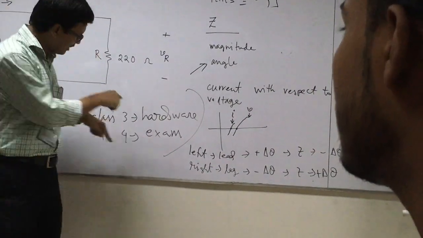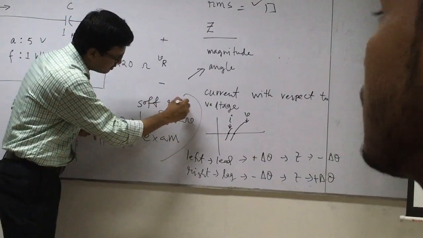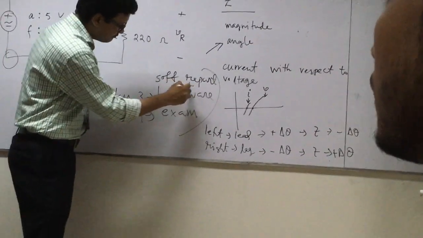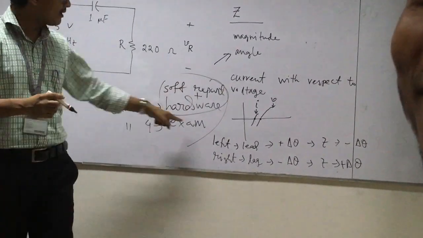But the report is here. Okay? Let me just write it. Soft report. So class number 3 is soft report plus hardware, and class number 4 is the exam.